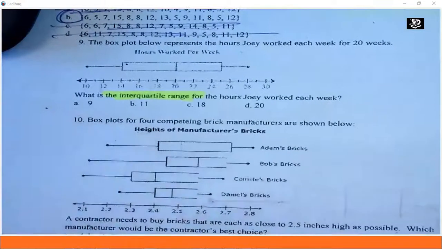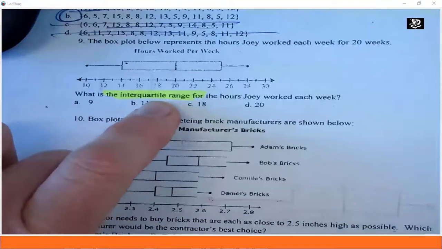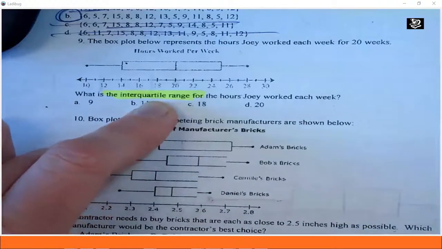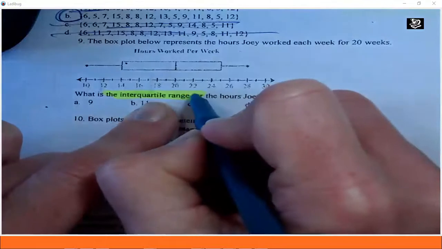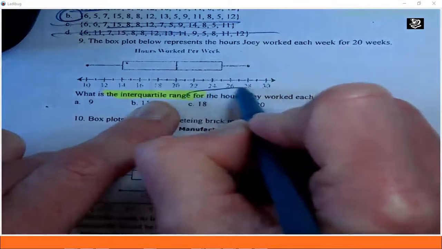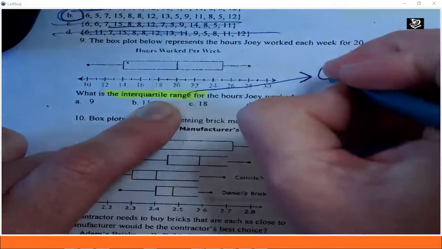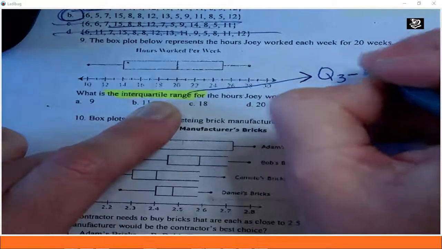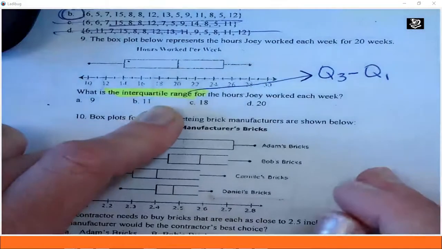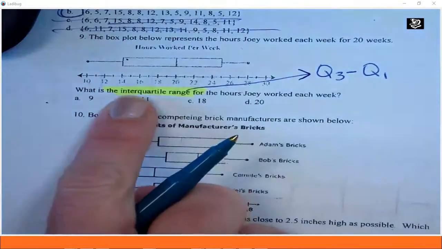For the interquartile range. Yep. What's the formula for that? It's the same thing as IQR. What's the formula for IQR? Q3 minus Q1. Make sure you're taking notes, please. Guys, make sure you circle that on your paper.